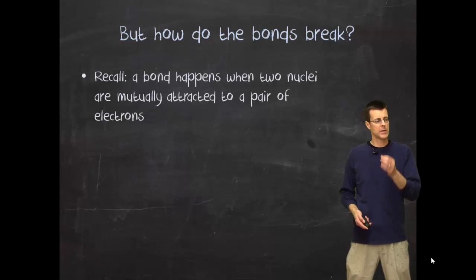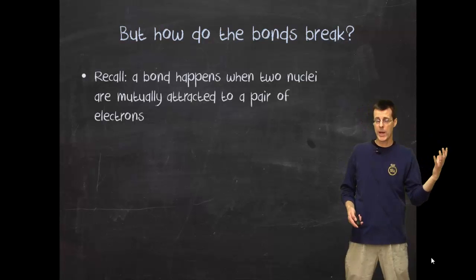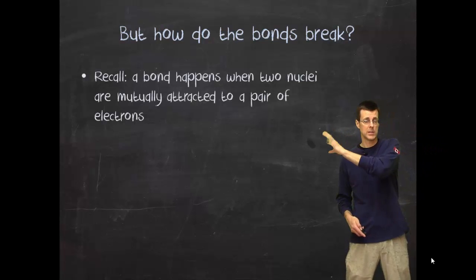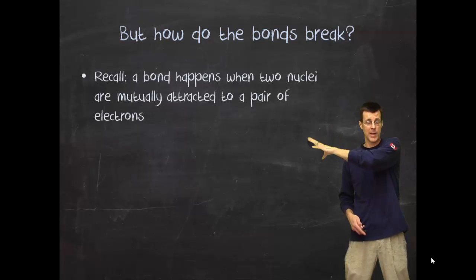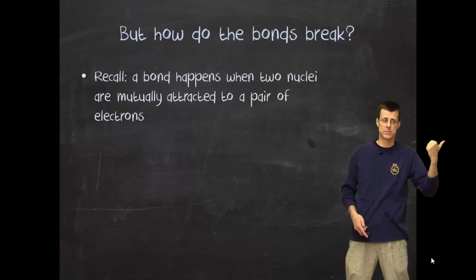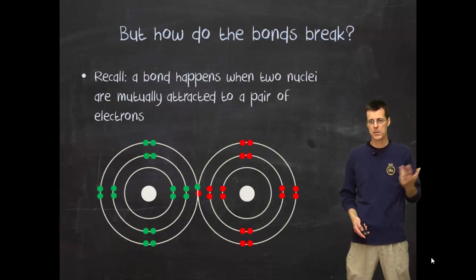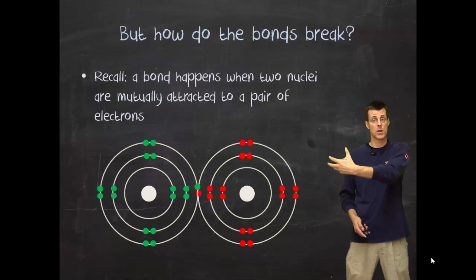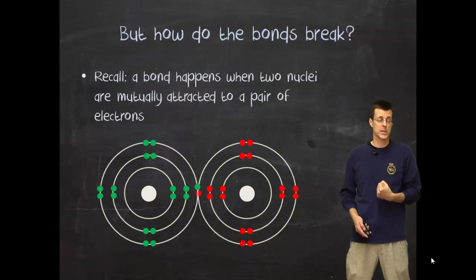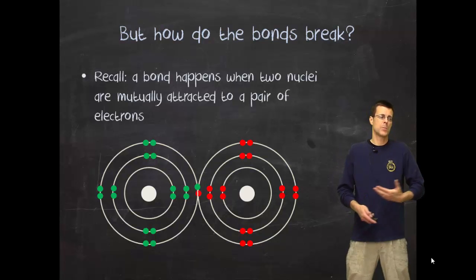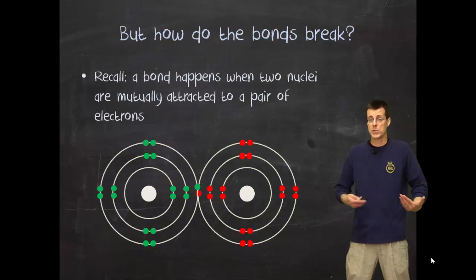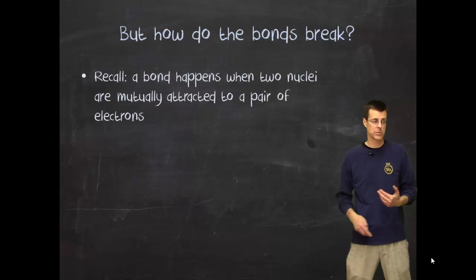Well, don't forget that a bond is one atom attracting the electrons of another atom, and that atom attracting the electrons of the first atom, or to put it differently, a mutual attraction between nuclei and electrons. So the shared electrons means both atoms are holding on to both electrons. Well, if I want to break that bond, I have to undo that attraction between nucleus and electrons.